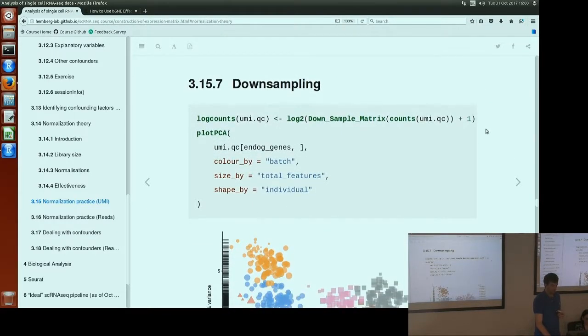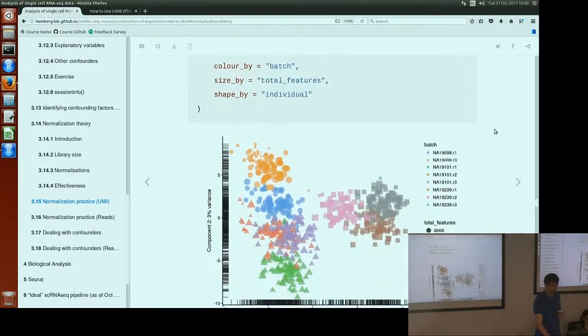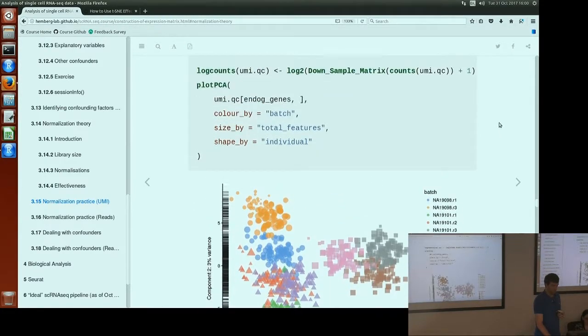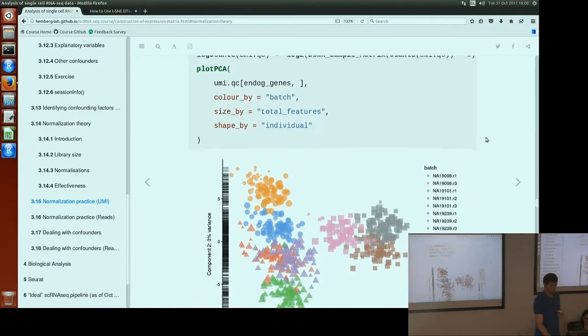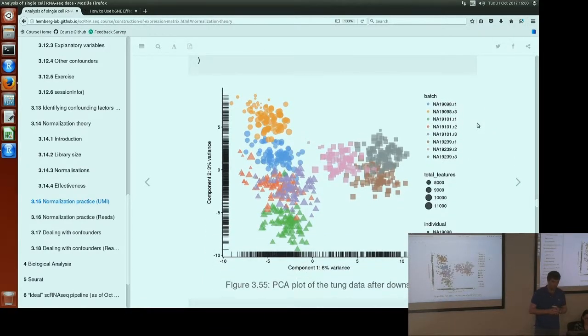To look finally at the downsampling approach, we can use the downsample matrix function defined above to generate new logcounts values and apply them here. We get even less variance explained by the first principal component than previously. The first principal component does still differentiate between individual 19239 and the other two. Those batches for individual 19239 are starting to overlap a bit more than previously, so that might be useful.